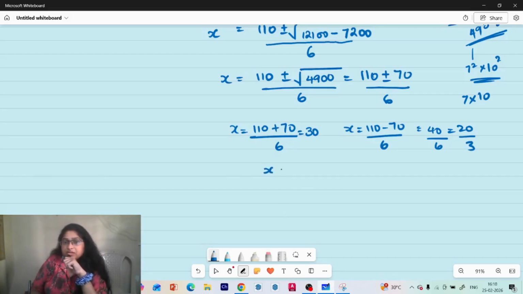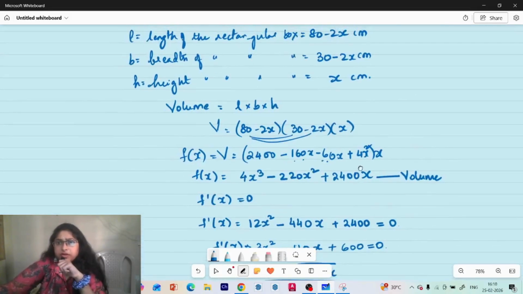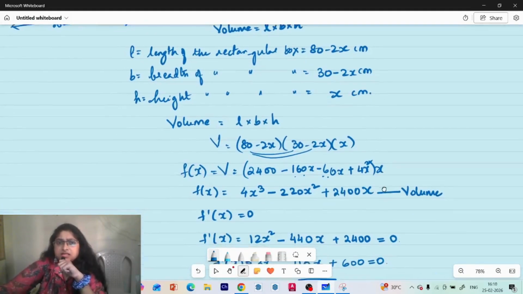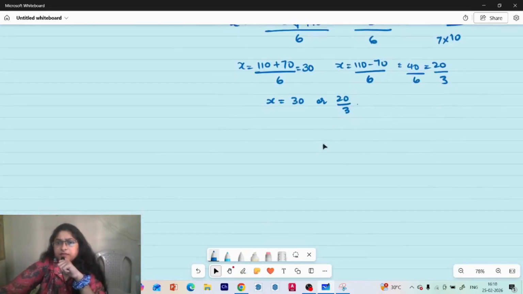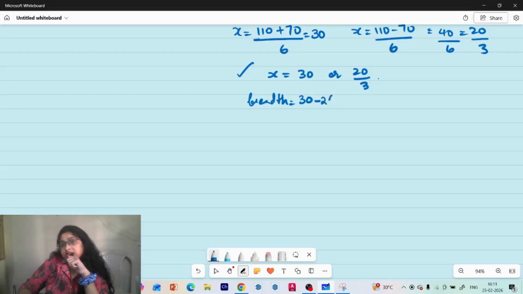So we got two values of x: x is equal to 30 or 20 by 3. Now let's check the corresponding values of length and breadth. Let's take the breadth, 30 minus 2x. The x is equal to 30 case seems easy, so let's calculate breadth with this. 30 minus 2 into 30 is 30 minus 60, which is minus 30 units.